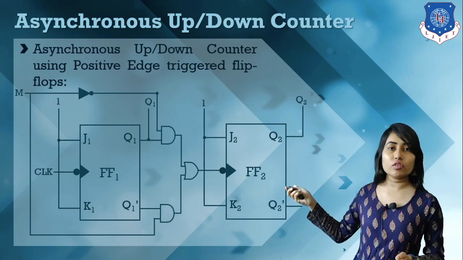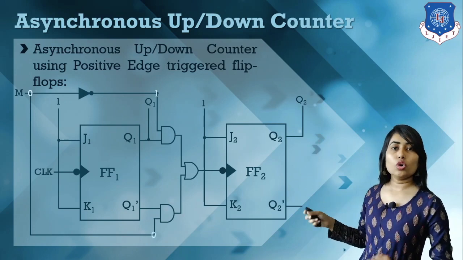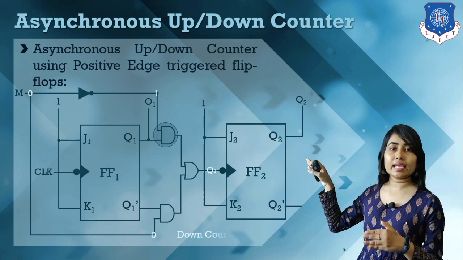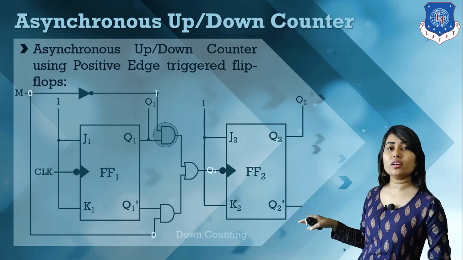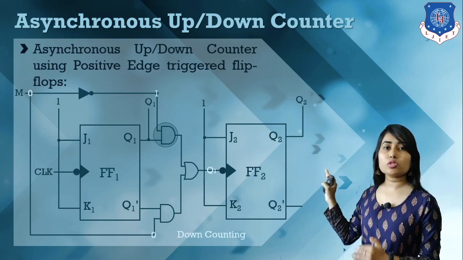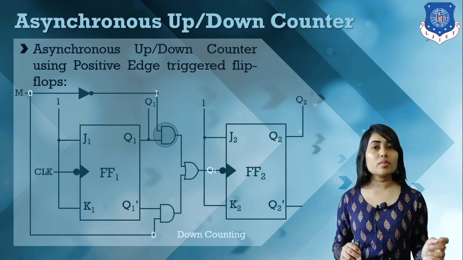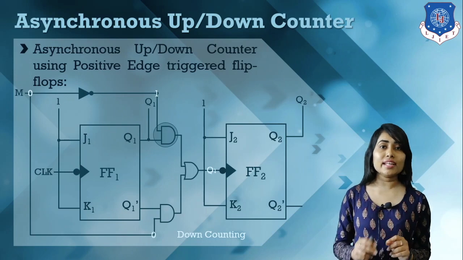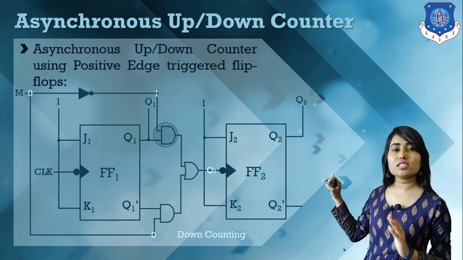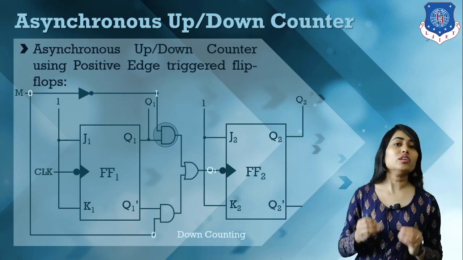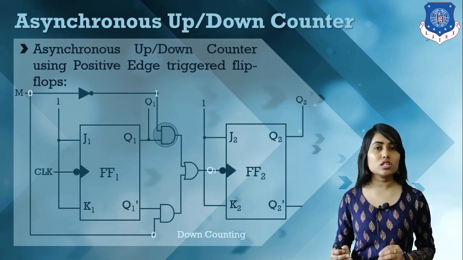And whenever M equals 0, we have a 1 and a 0, so the other AND gate will work and we have 1 into Q1, so the output is Q1. In the second flip-flop's clock we connect Q1. Whenever we have a positive edge trigger flip-flop and we want to count in downward direction, we have to connect Q1 as the clock. So as we have Q1 as the clock, it will count in downward direction. Okay, so this is the asynchronous up and down counter using positive edge trigger flip-flops.